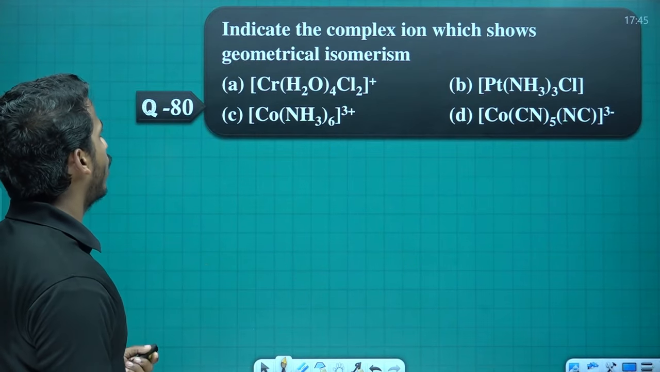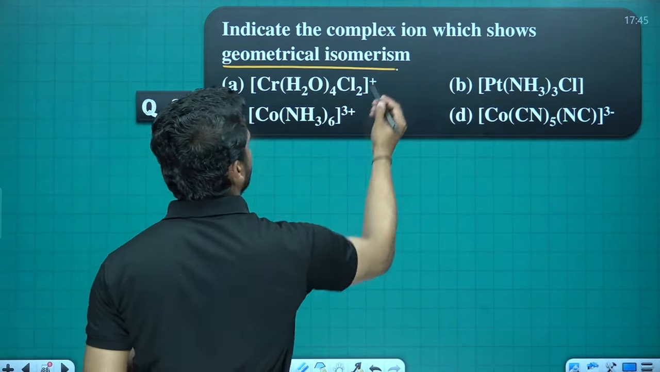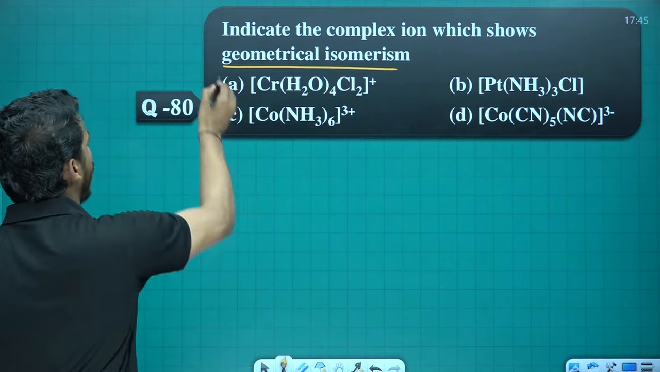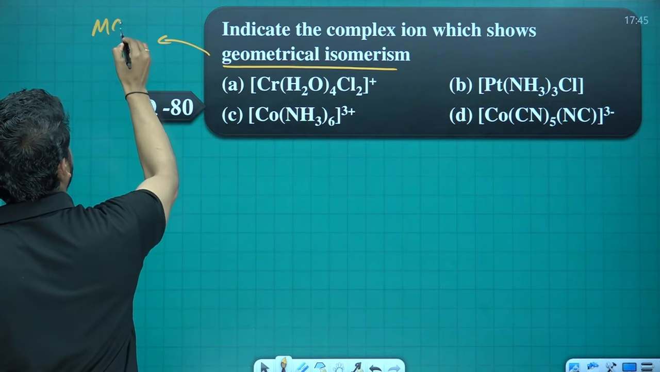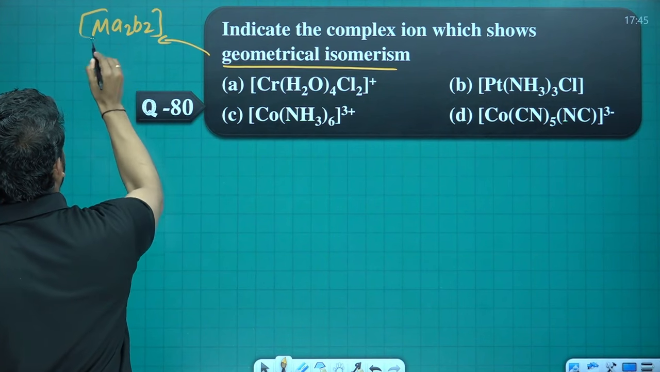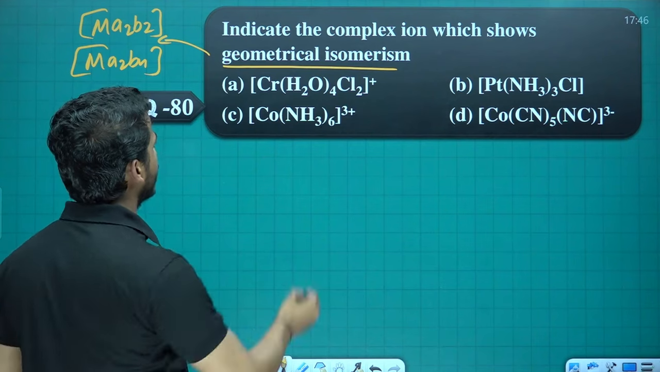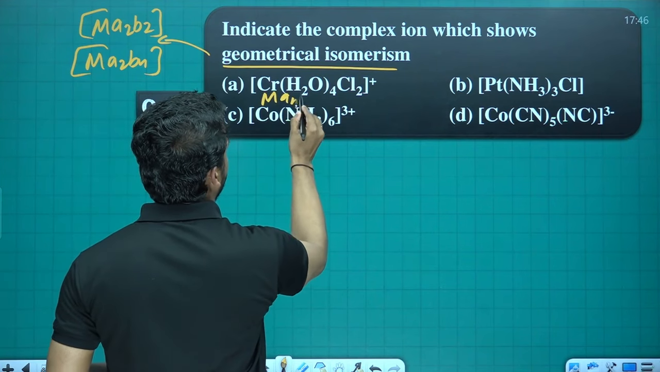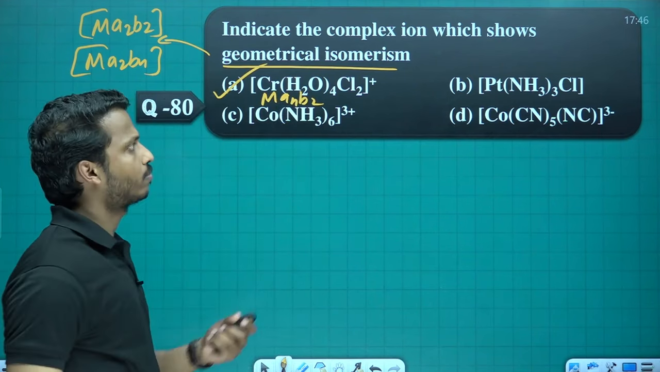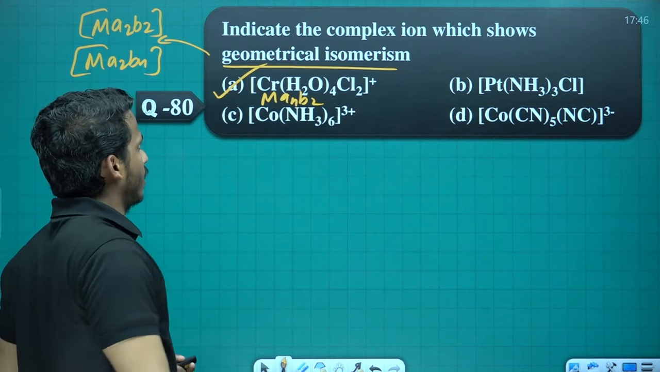Indicate the complex ion which shows geometrical isomerism. That means cis-trans. We know geometrical isomerism is given by the type Ma2B2 in square planar, and Ma2B4 in octahedral. So what is this? Yes, this is our type Ma4B2. Go with this one. Other cases do not belong to our category.